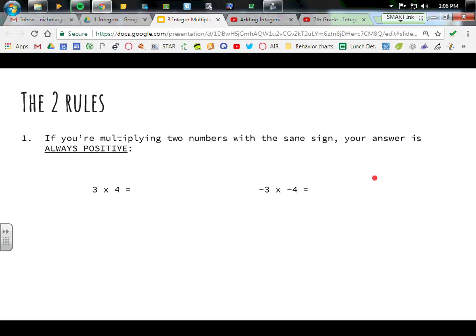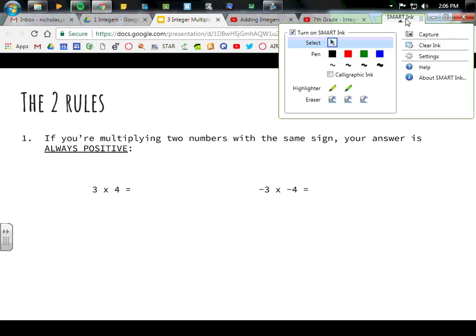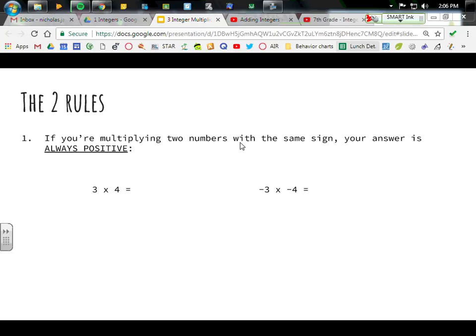The first one is that if you are multiplying two numbers with the same sign, your answer is always positive. So if you have two positive numbers or two negative numbers, no matter what they are, your answer is always going to be positive. So 3 times 4 is 12, but negative 3 times negative 4 is also 12.